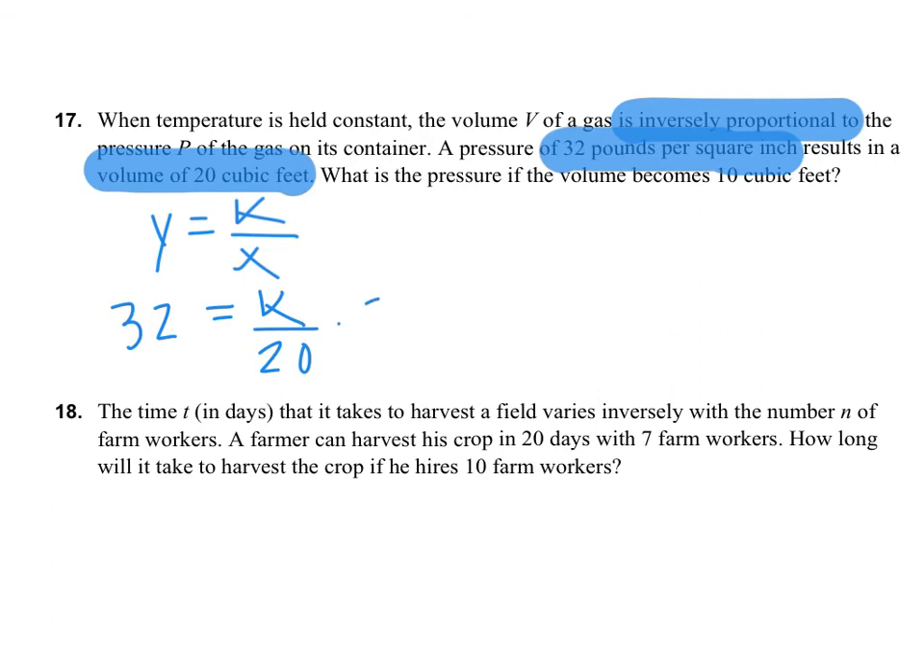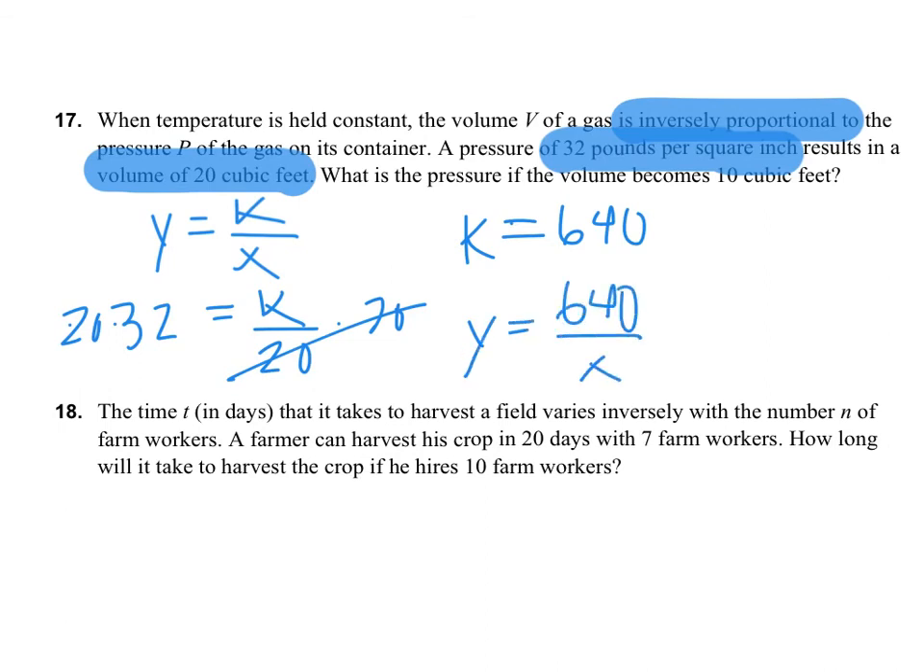So we multiply by 20 to get rid of the denominator. Multiply by 20 over here as well. And I get that the constant of proportionality is 20 times 32, which is 640. So my equation is y equals 640 over x. And then this will serve as my formula for any other volume or pressure that I choose.